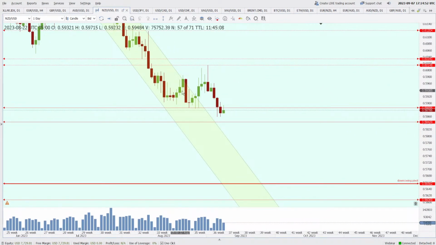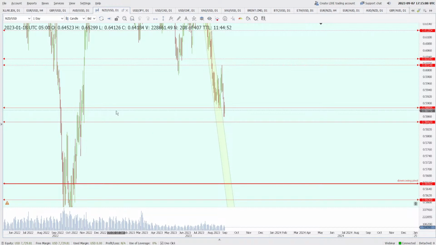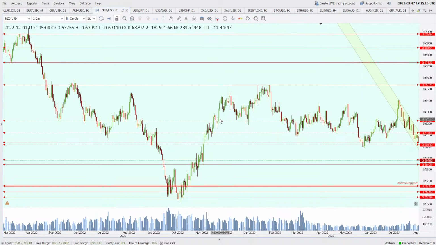All right, guys, let's move on to the New Zealand dollar, which is relatively weaker than the Australian dollar. Yesterday it has given a clean close below 0.5885. That shows us that there are more losses possible in this pair, and this pair can go to 0.5842 area. This is based on the previous price action.